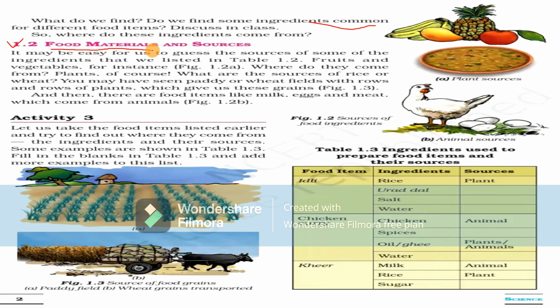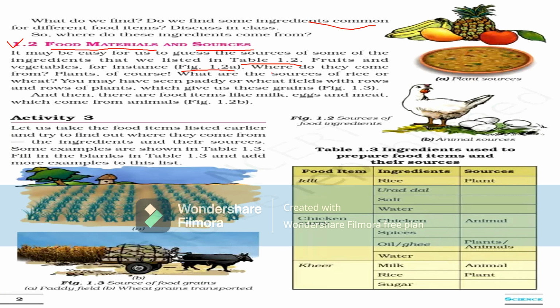Okay. Next, moving towards 1.2, food materials and sources, meaning the food materials we use and where the ingredients come from. Next, it may be easy for us to guess the sources of some of the ingredients that we listed in table 1.2. As you listed in 1.2, you can take some of the listed ingredients. Then fruits and vegetables, as a common example, you all eat vegetables and you all eat fruits, etc.